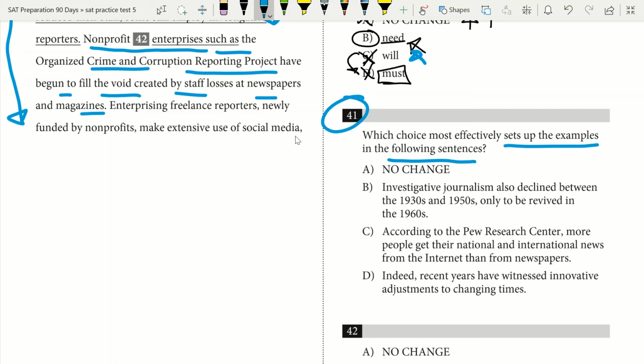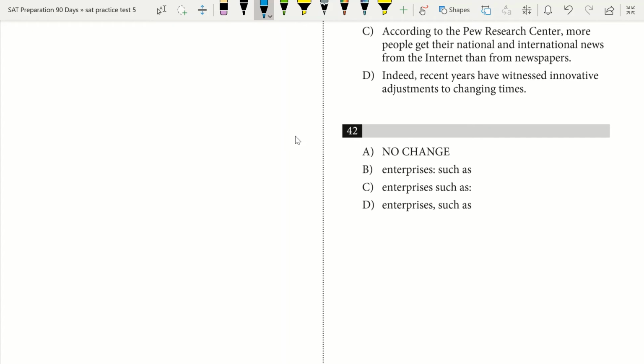Now, when such as is restrictive, you do not want to have a comma before it. You want to have no comma before it, and you're not going to want to have a comma after it. So in this case, the correct answer would just be A. You don't want to change it.